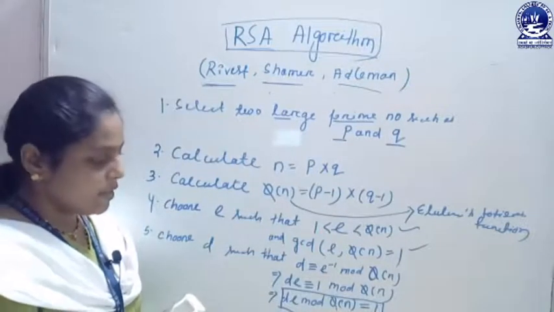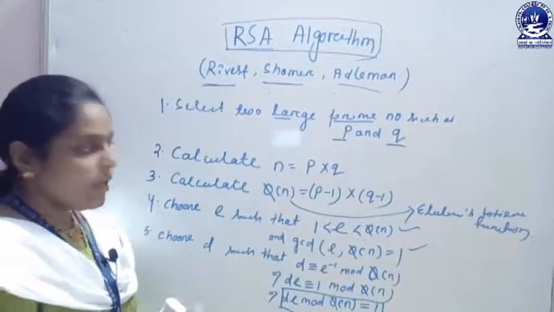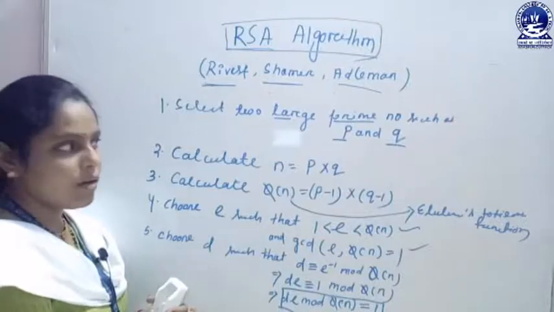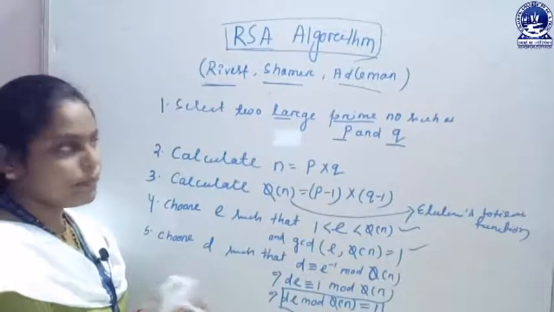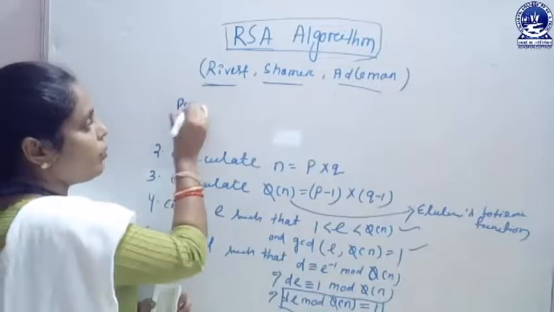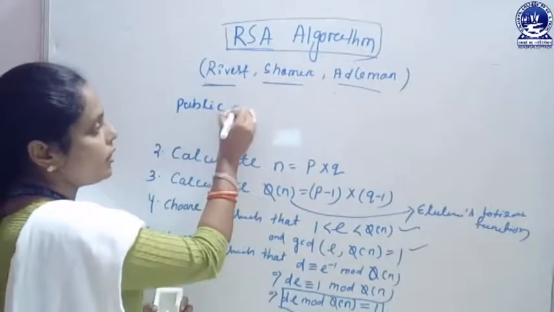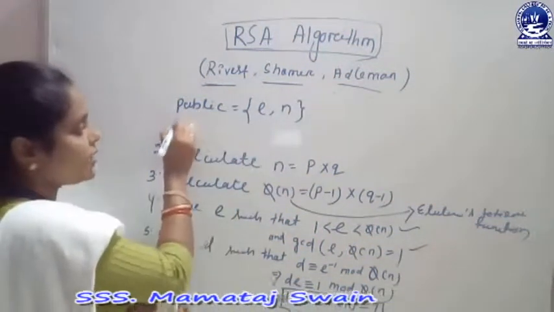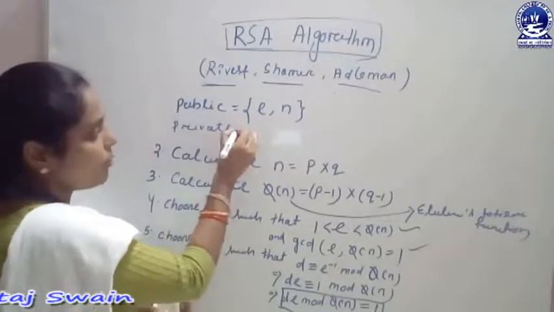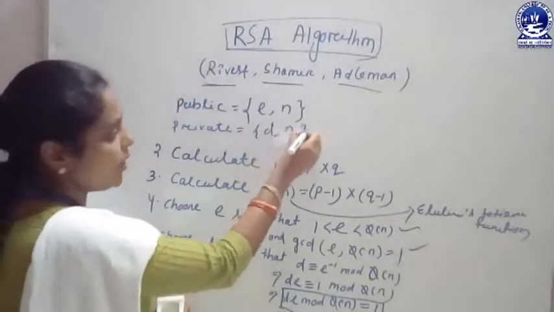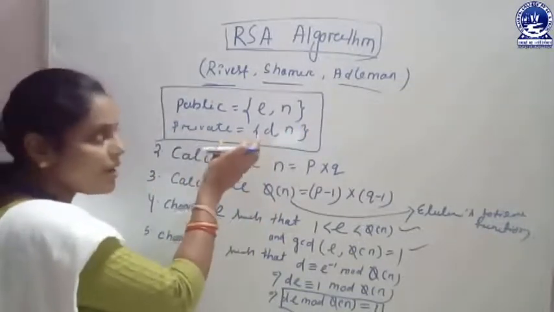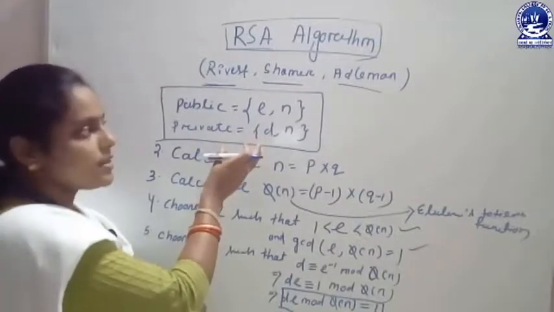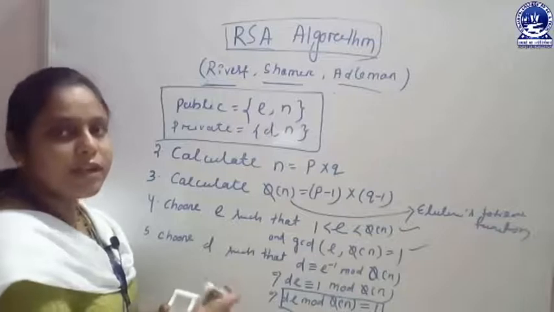Then next, we generate our key. Here, in this fifth step, we generated our key pair. Now, look at the key pair. Here, our public key is E, N. Our private key is D, comma N. Now for our RSA algorithm, this is our key pair. Now we take this key pair and encrypt our message and decrypt our message.